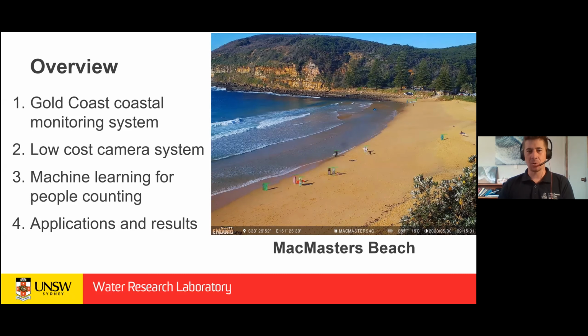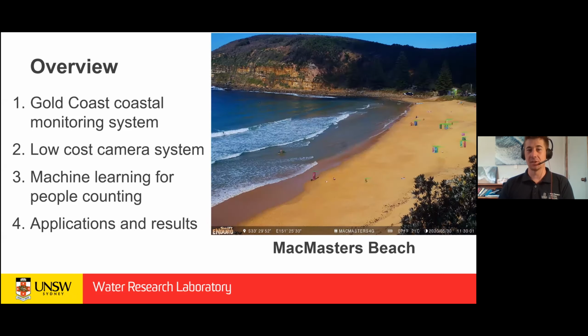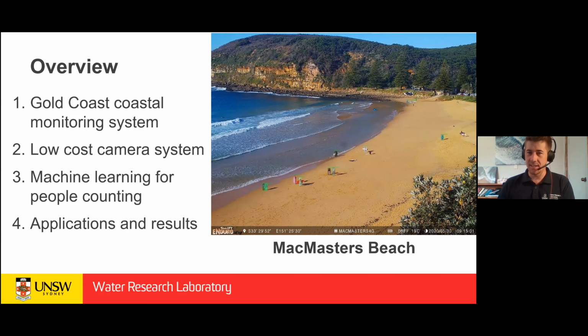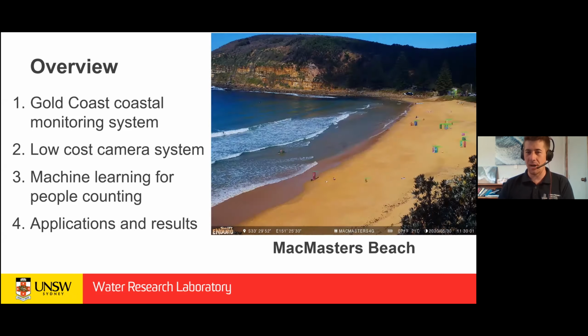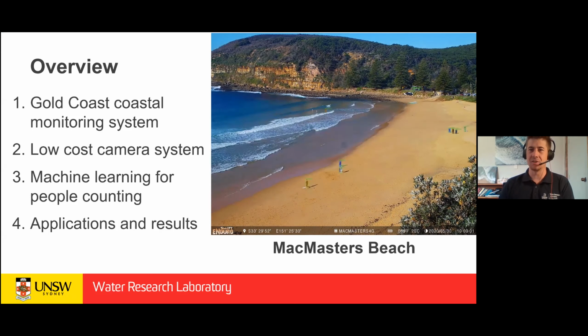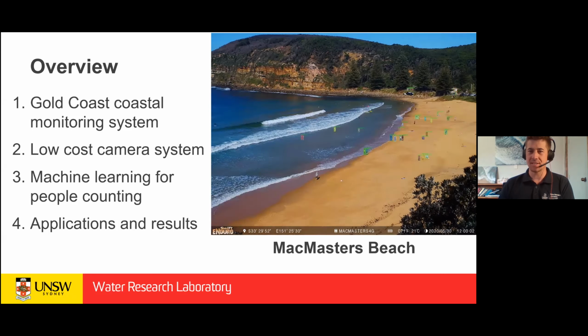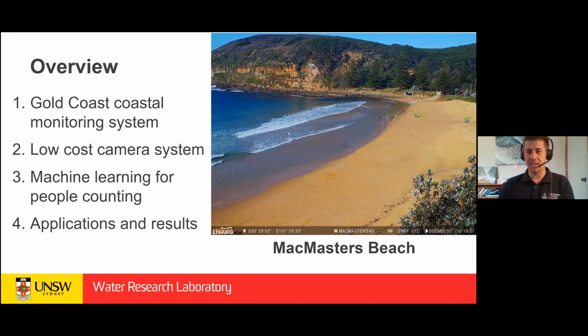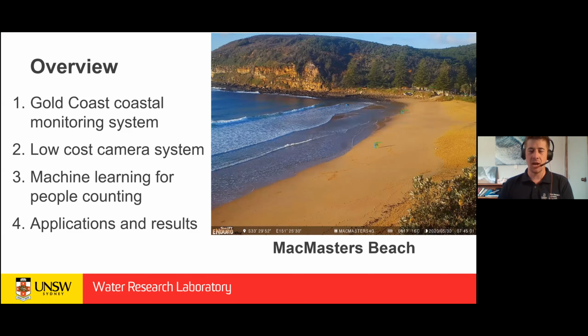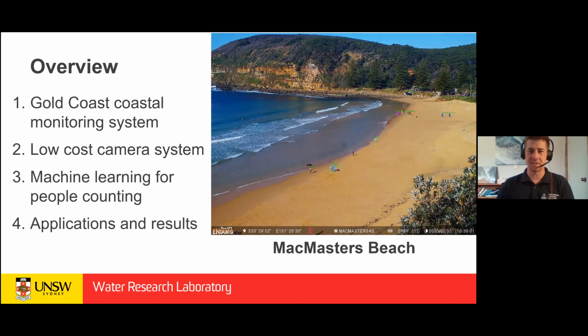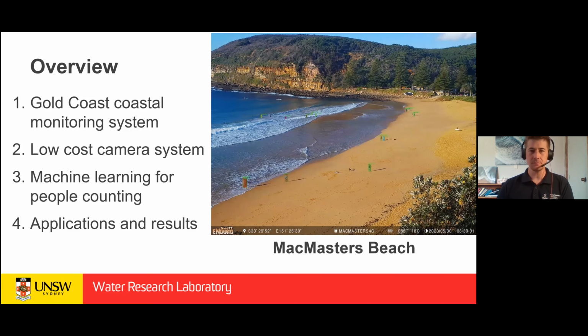Through that system, I'll talk about some use of machine learning for people counting, just like the example you can see there at my home break at McMaster's Beach, where we've been using the low-cost cameras to understand beach usage. And at the end of the presentation, I'll present a number of applications of the systems and some results.